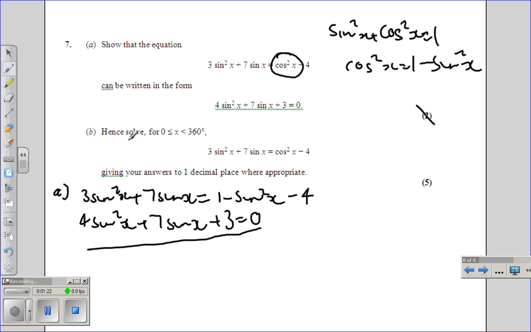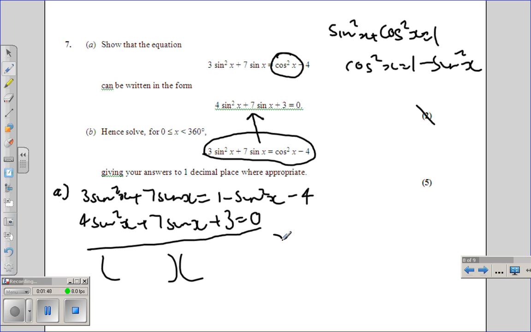Hence, that means therefore use what we've just done to solve between 0 and 360 for x, this thing. We're not going to solve this thing, we're going to solve what we've just shown it can be written as, like this. We can only solve trig equations that are in terms of either just sines or cosines or tans, not a mixture. So that's why it asked us to do part A. So this here is a quadratic in disguise.